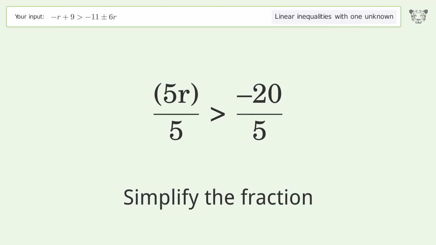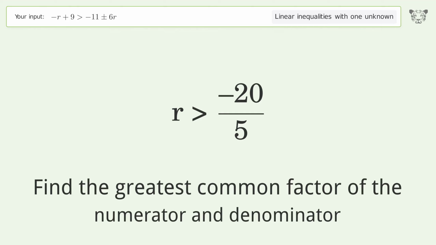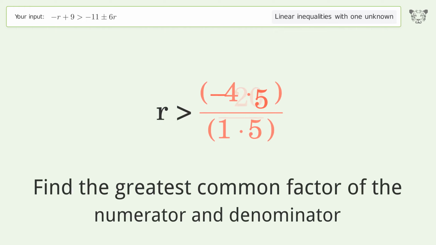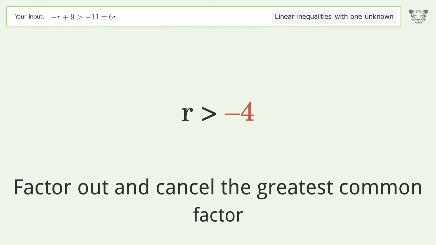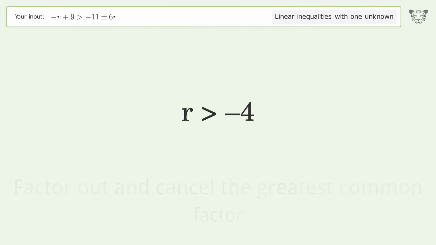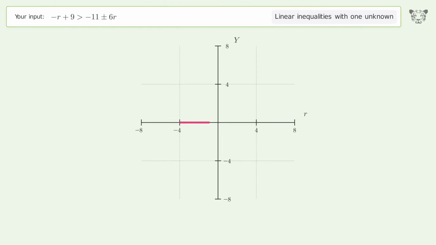Simplify the fraction. Find the greatest common factor of the numerator and denominator. Factor out and cancel the greatest common factor. Plot the solution on a coordinate grid. And so the final result is r greater than -4.